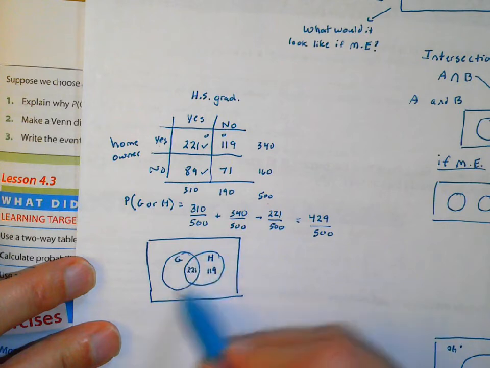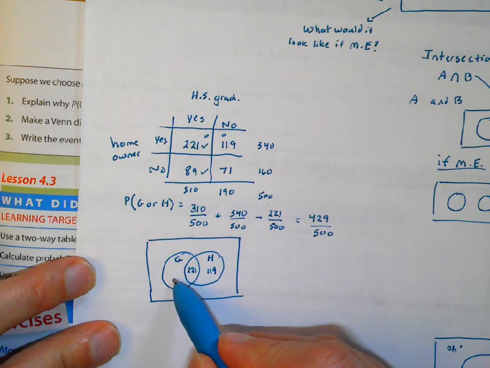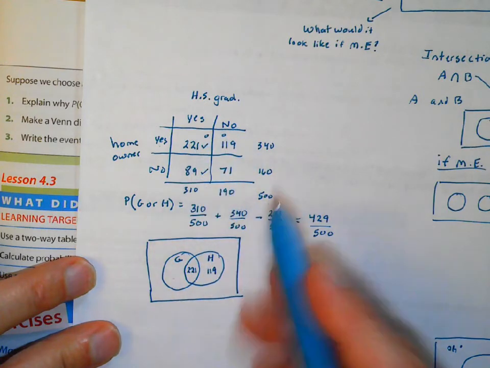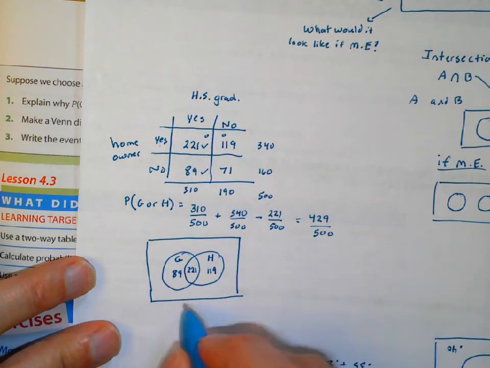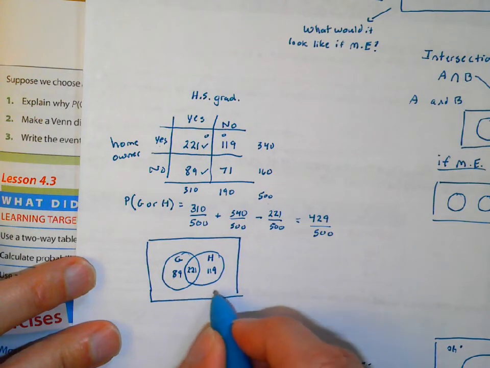And over here would be the people that are graduates, but not homeowners, because those are in there, right? So these are graduates yes, homeowner no. And then out here would be not a graduate and not a homeowner, which would be 71 people.